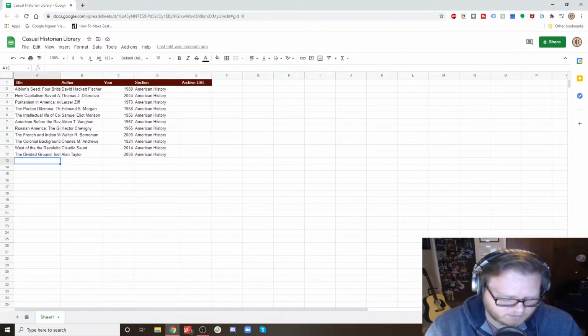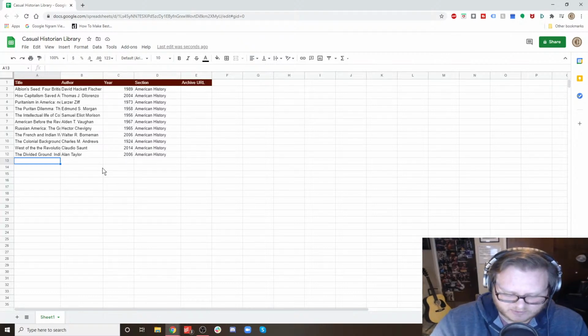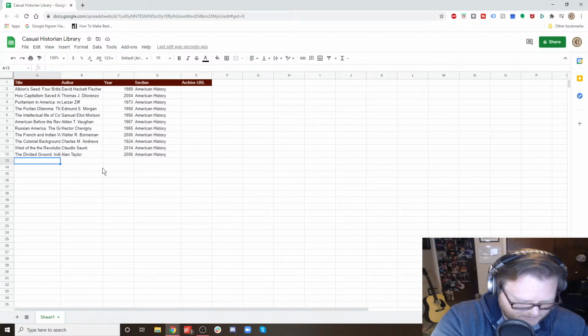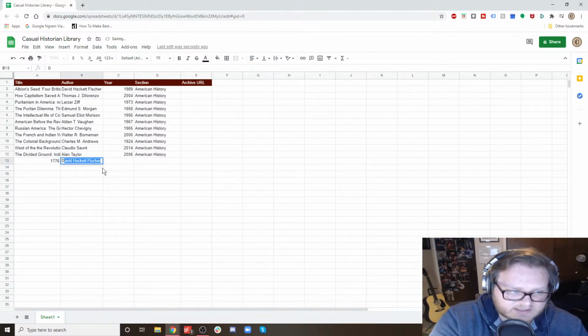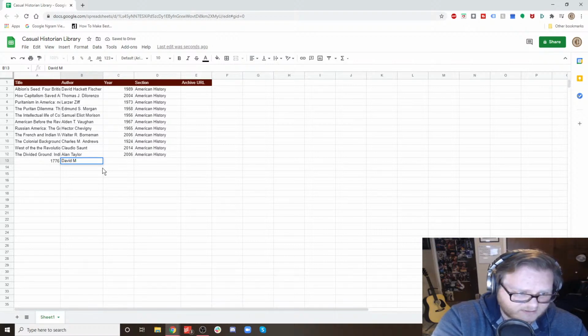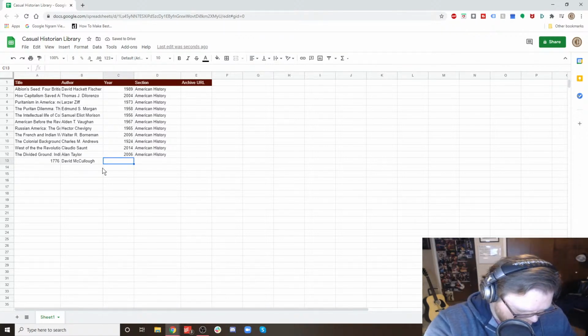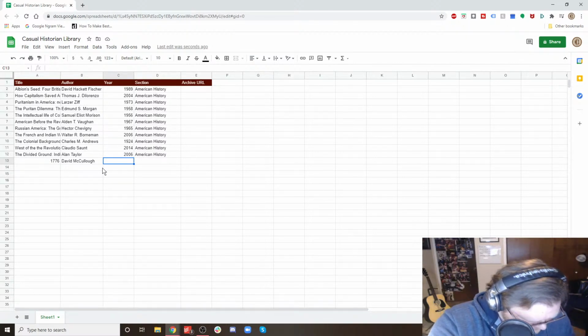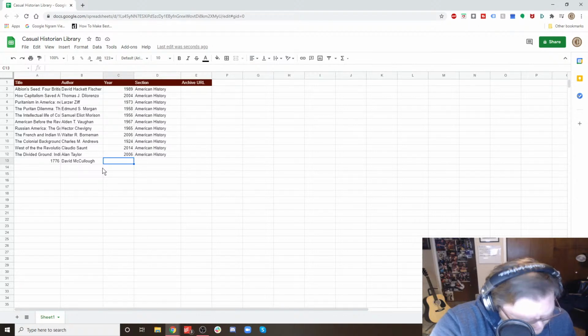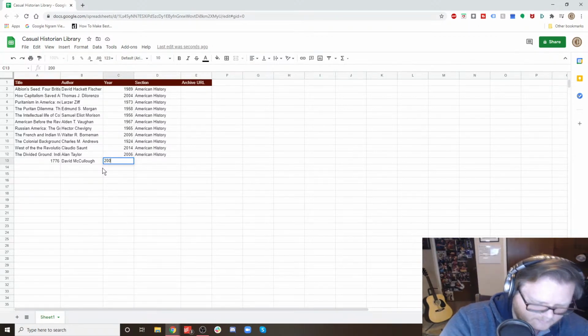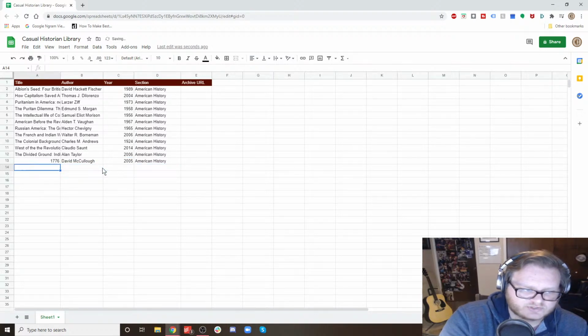Next we have, and this should be a familiar author for most of you, 1776 by David McCullough. If I remember right, I think this one was published in 2006 by Simon & Schuster. And it was, no, 2005, okay. American history.